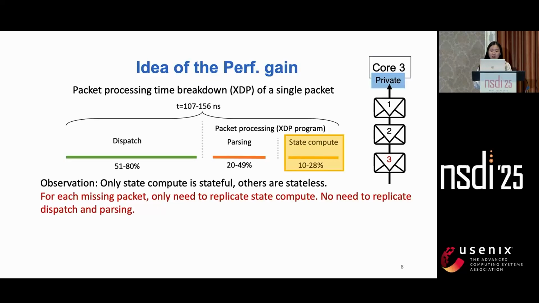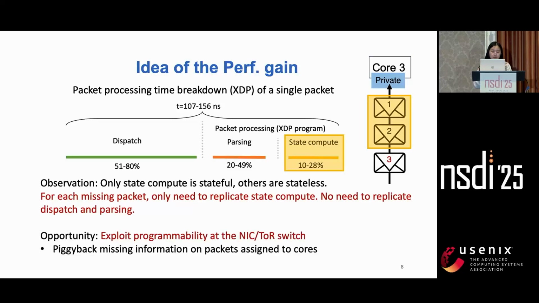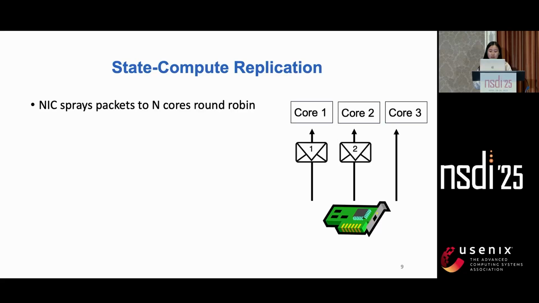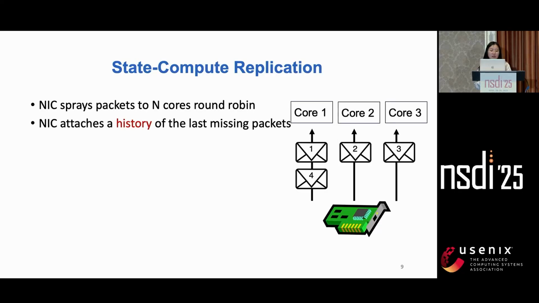For example, for the core in our previous example, for missing packet 1 and packet 2, we only need to execute state compute. This is doable if we exploit programmability at the NIC or the top-of-rack switch. I'll introduce it step by step. Firstly, the NIC spreads packets to N cores in a round-robin fashion. Then we use the NIC to attach a history of the last missing packets.